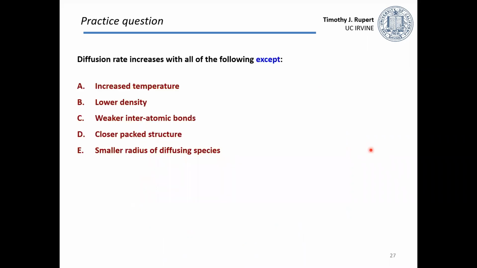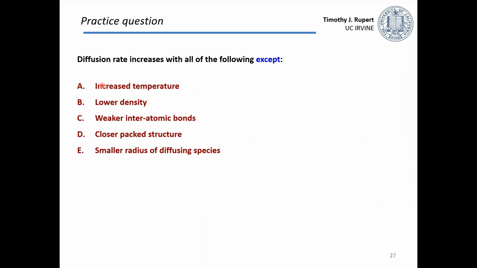So let's do a practice question real quick. The question is, the diffusion rate increases with all of the following except, right? So that tells me that only one of these is incorrect. Let's go through and check them one by one. Does the diffusion rate increase with increasing temperature? Well, yeah, we mentioned how those vacancies can have more frequency of jumps and that can lead to higher diffusion, okay? So that one is true.